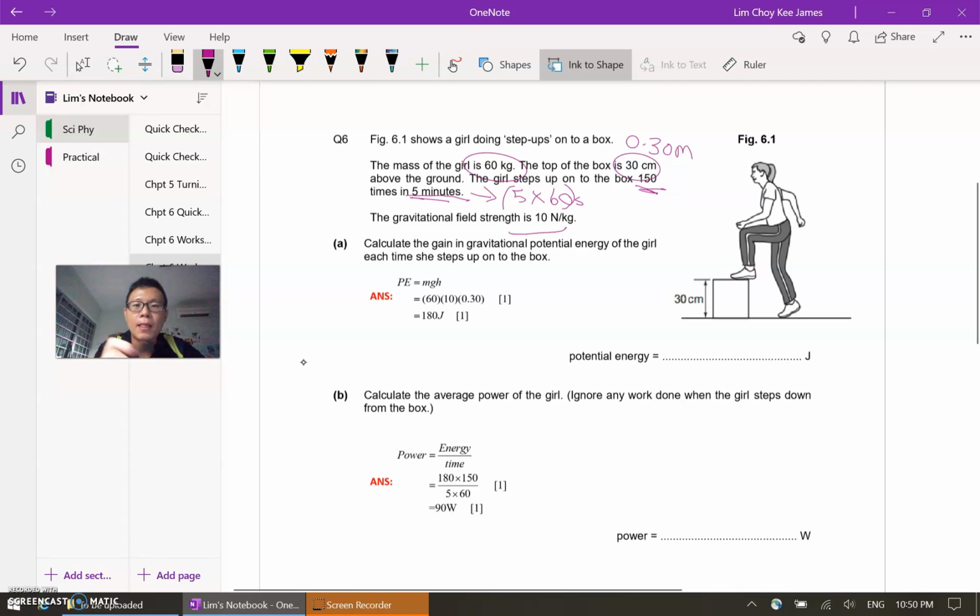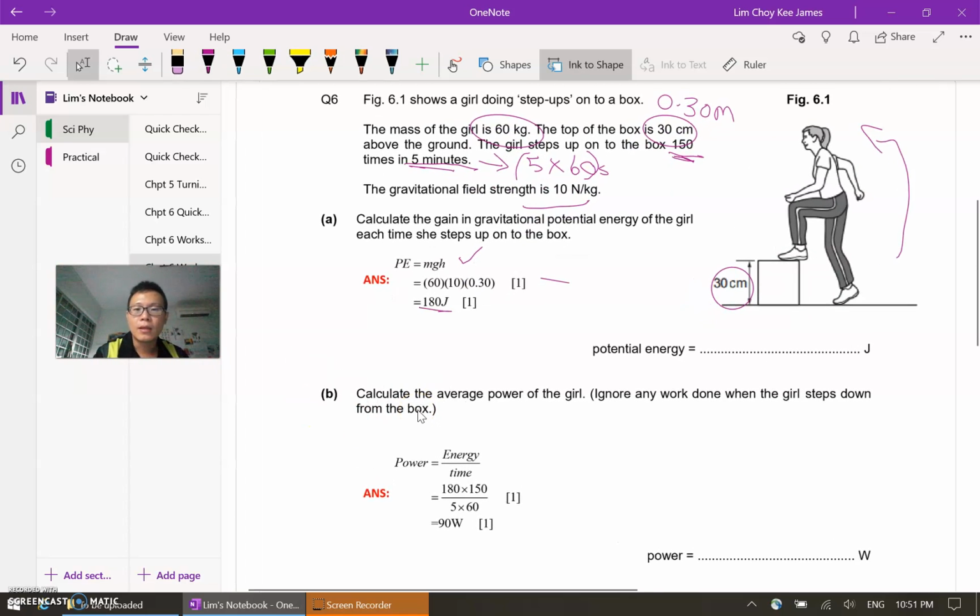The question asks for the gravitational potential energy when the girl climbs up the steps. When she climbs up, she raises the whole body up by 30 cm. So simple thing, raising height gives an increase in gravitational potential energy. The formula we are looking out for is simply mgh. Take note, h must be in SI unit, mass must be in kg. So make sure all three variables are in the correct units. After that, substitute them inside, and you get the answer required, which is 180 joules.